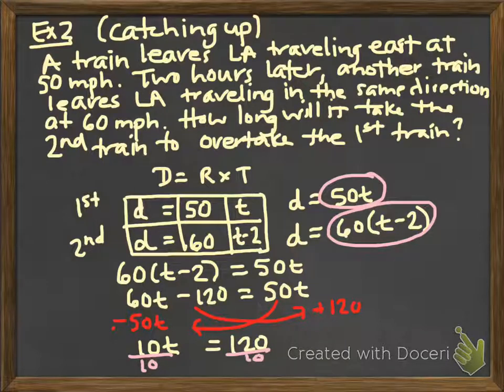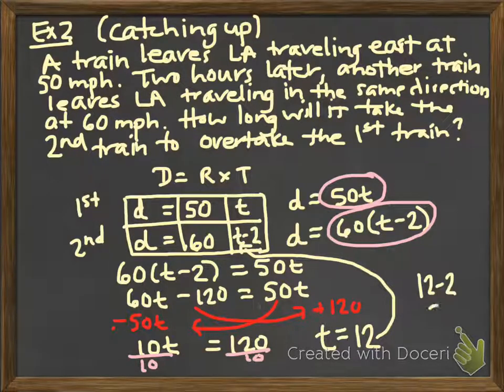And you get the time, T equals 120 divided by 10, which is 12. Except the question is, how long will the second train take? So you're going to plug this back into the second train's time. So that's 12 minus 2, because it left 2 hours later. So that's 10 hours. So the answer is not T equals 12, it's actually 10 hours because it's asking when the second train caught up with the first train.